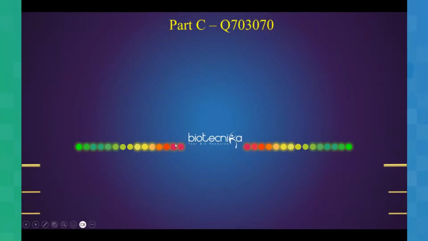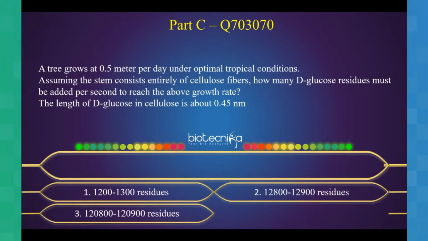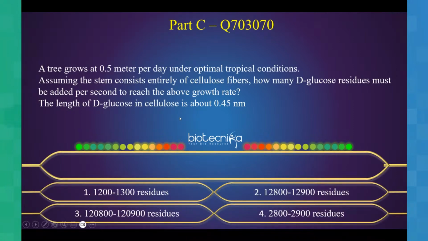Now that we are done with the morning batch, let's shift to the evening batch. So we have our first part C question regarding the glucose molecules. This is regarding a tree which grows at 0.5 meters per day under optimal tropical conditions. Assuming the stem consists entirely of cellulose fibers, how many D-glucose residues must be added per second to reach the above growth rate? They have given the length of D-glucose in cellulose, which is about 0.5 nanometer.